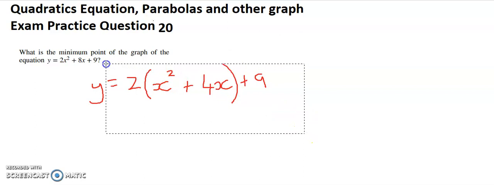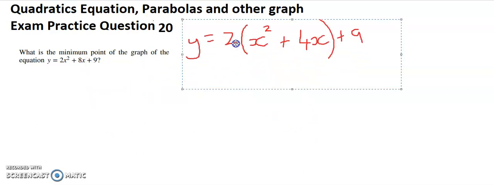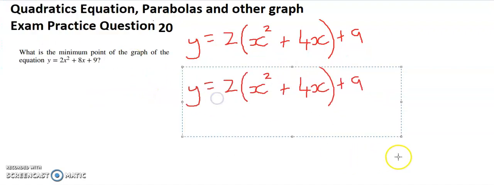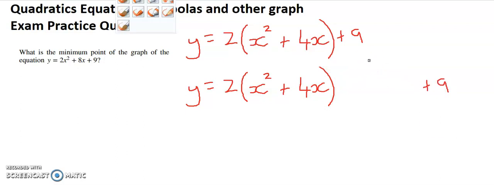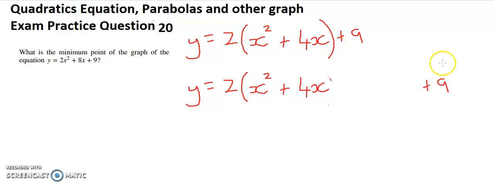The next thing I'm going to do is add and take away. So what I mean by that is I'm going to be thinking about what I need to add and take away so I can complete the square. So I'm going to move my brackets over so I've got space. Now I need to think about B.